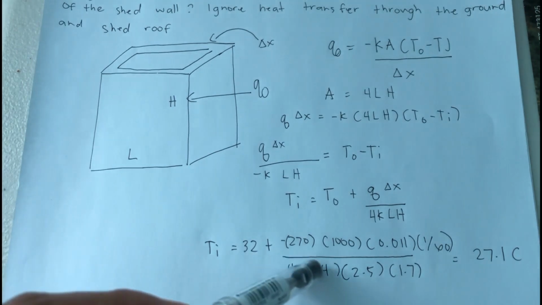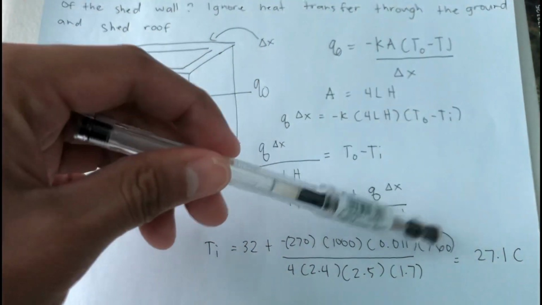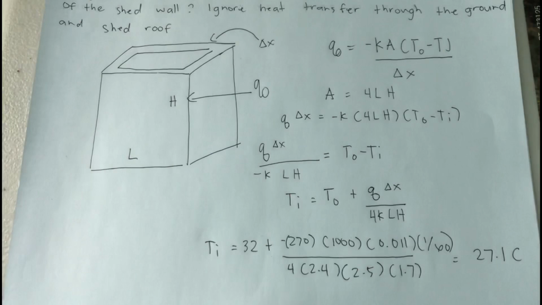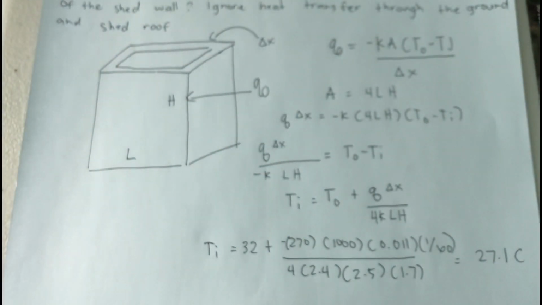So let's substitute all the values here. Ti equals 32 plus 270 times 1000 times 0.011 over 4 times 2.4 times 2.5 and times 1.7, and up here 1 divided by 60. So the answer for that is 27.1 degrees.